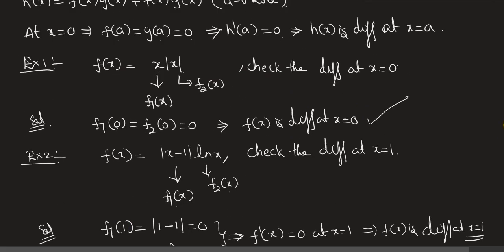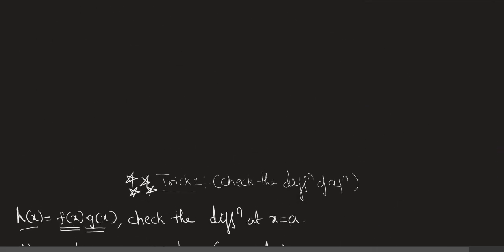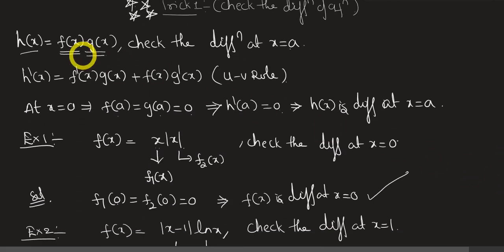Okay, so let me conclude the trick. What is the trick? Whenever two functions are in multiplication, if you want to check differentiability at x equal to a, substitute x is equal to a in both of them. If both are equal to 0, then the function is said to be differentiable at x is equal to a.